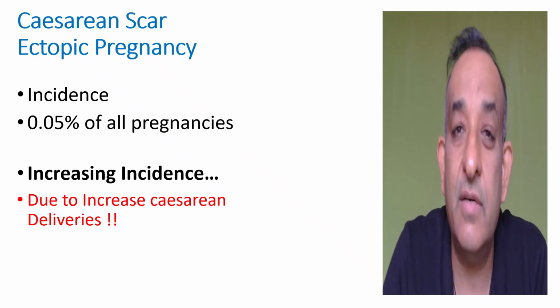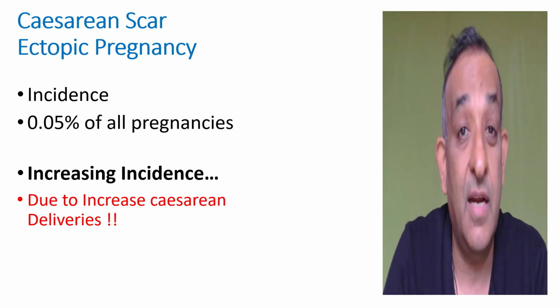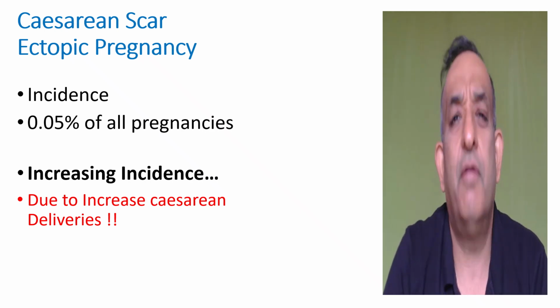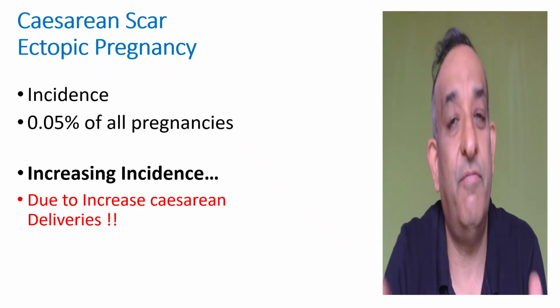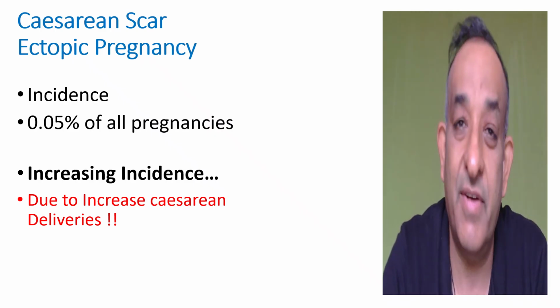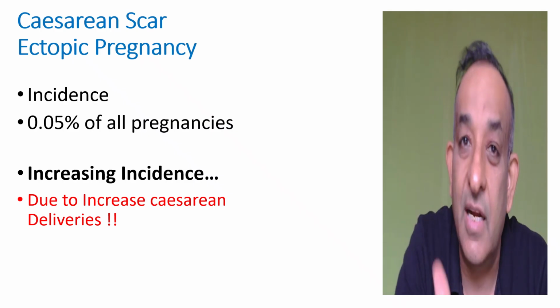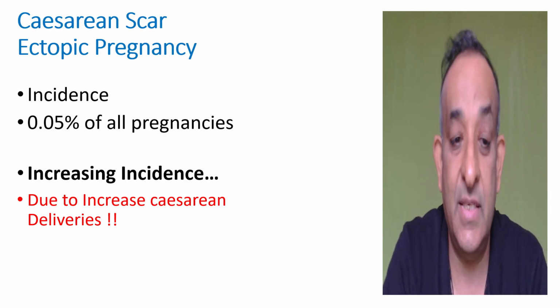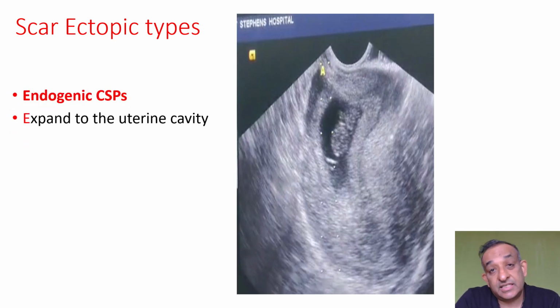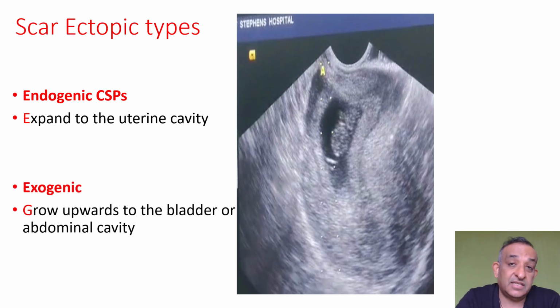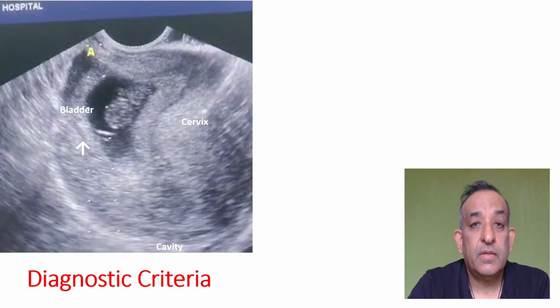Cesarean is a convenient method for the doctor and for the patient, agreed, but it is not the best for the baby. We'll get into this debate some other place, but understand nature has made vaginal delivery the normal method of delivery. And when we alter that, we end up in complications like cesarean scar ectopics. So, yes, cesarean scar ectopics can be endogenic, which grow towards the uterine cavity, and there can be exogenic cesarean scar ectopics, which grow towards the bladder from the cesarean scar.